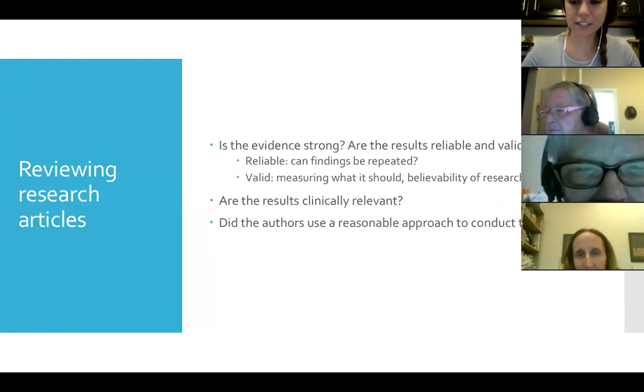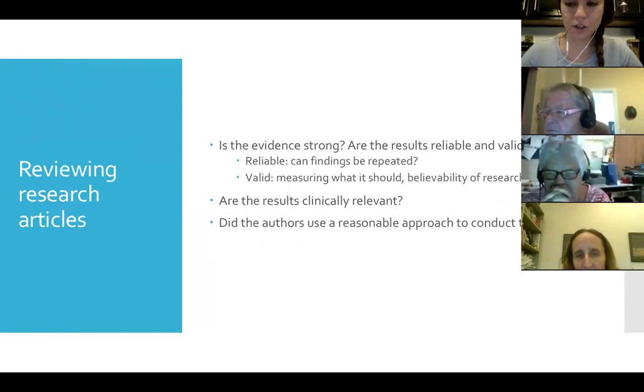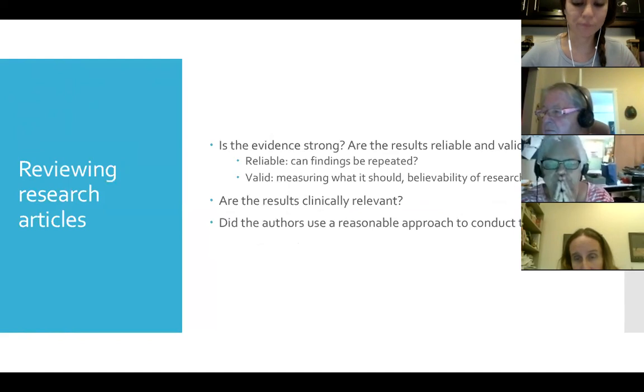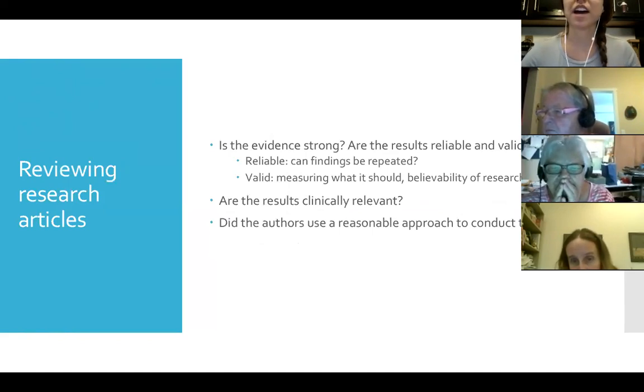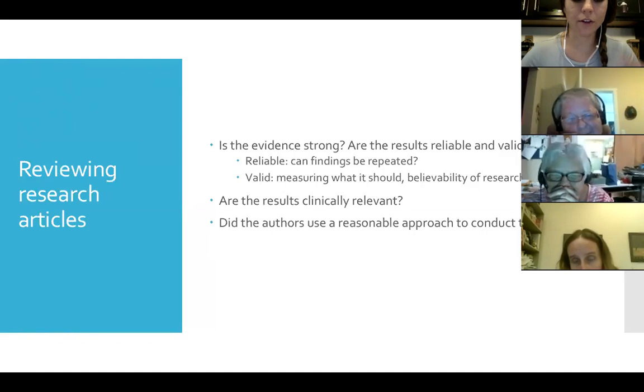Another thing to keep in mind as you're reading through research articles is to critique the research articles you go through. So you have to look at if the evidence is strong. And to do that, you can see if the results are reliable and valid. Reliable looks at whether the findings can be repeated. And then valid looks at whether the measures can measure what they're supposed to. So for example, an easy way to put it is, does shoe size measure your ability to run fast? Probably not. So that's not necessarily a valid study. And so you have to look at whether the measurements make the research believable.